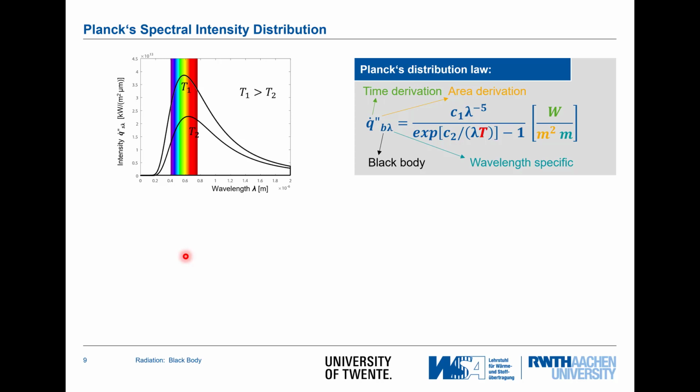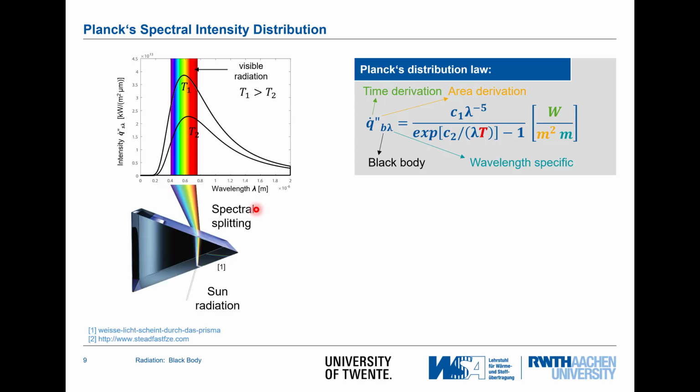Now, if we put the visible spectrum between 0.4 and 0.7 micrometers, please note this is 10 to the minus 6 meters, so it's micrometers, then this is the visible radiation. We could get to this spectral distribution by using a prism where sunlight enters and is then distributed into different spectral wavelengths or colors.